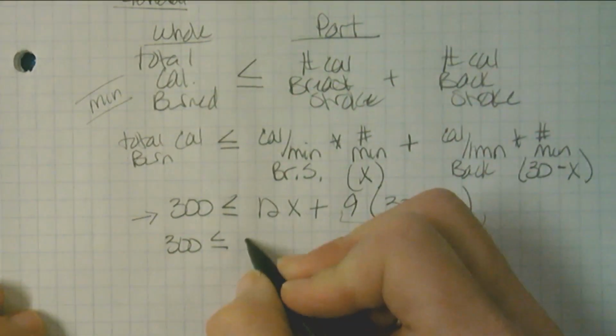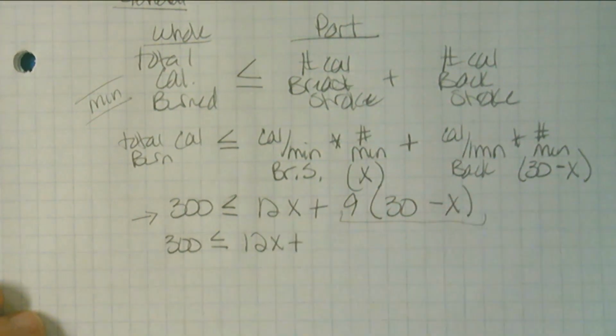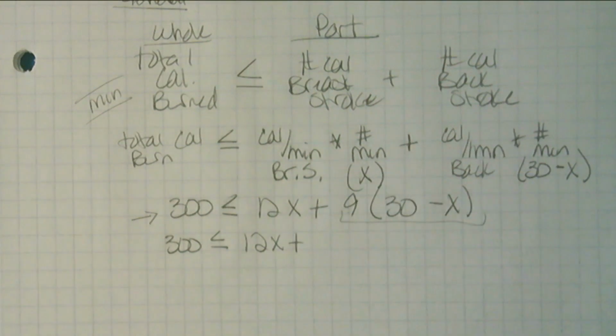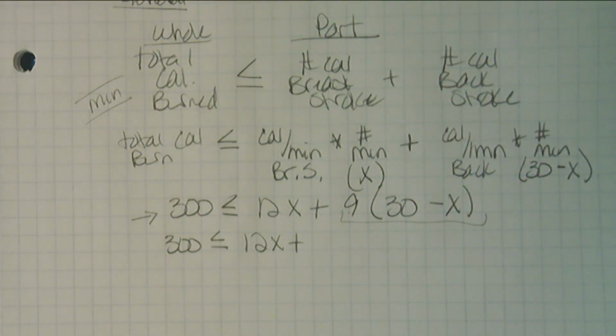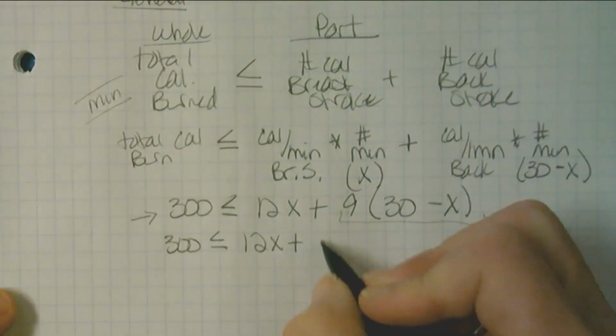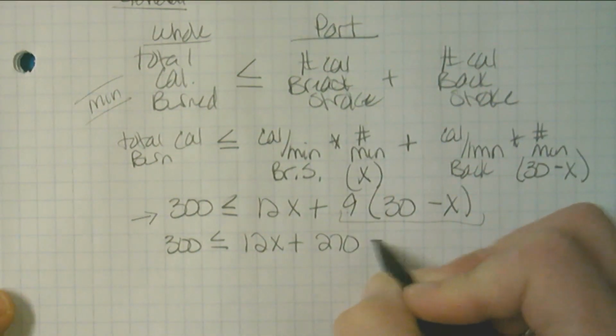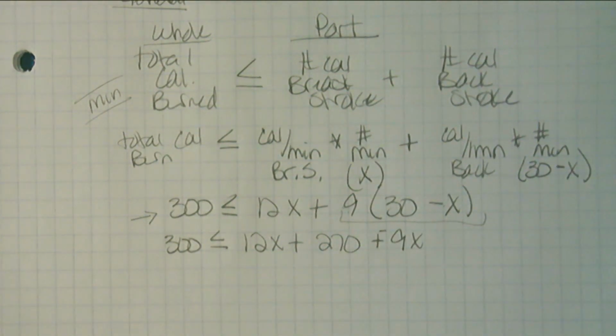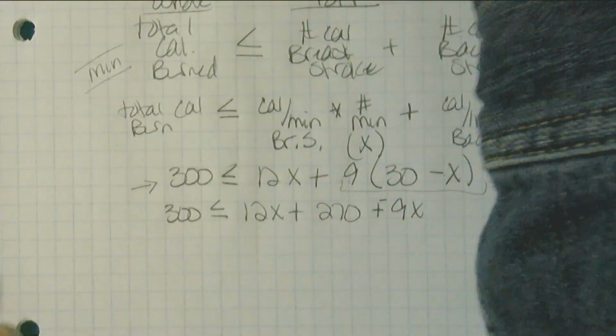Distributive property. So I have 12x, I'm going to leave that alone, plus 9 times 30. I'm going to let you guys now skip having to show me 9 times 30, and now you can just do it. Now that this is the second time that we have seen this, let's go ahead and just do that math. What is 9 times 30? 270. So 270 minus 9 times x. I'm going to do adding the opposite there. Danny, now what do I expect you to do?